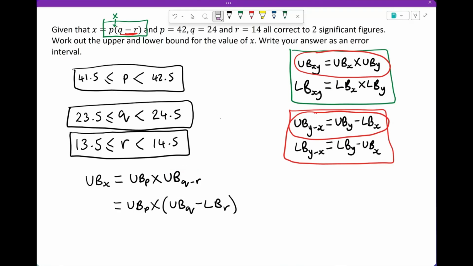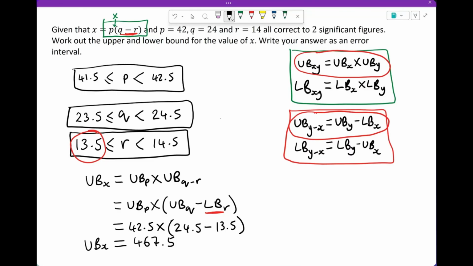So now we've got our upper bound calculation for x fully set up. So let's have a go at picking the numbers I need to use. We're starting with the upper bound of P, which is going to be the 42.5. And then multiplied by, and then we've got the upper bound of Q next. So the upper bound of Q is going to be the 24.5. And then we've got our subtract, and then we need the lower bound of R. So the lower bound of R is going to be the 13.5. So that is the calculation I need to put into the calculator. And we get 467.5. So that is my upper bound for x.